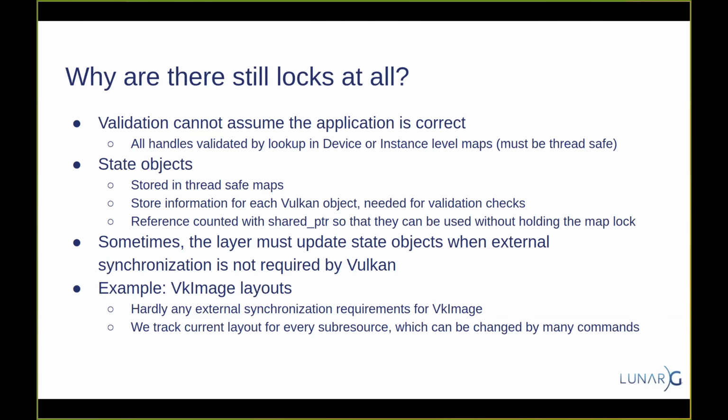And then additionally, sometimes we update these state objects when there's not an external synchronization requirement in Vulkan. Probably the best example of this is VkImage layouts. The only places you have to have synchronization for them is when you're binding memory or destroying them, and maybe a few other calls. But these objects get used all over the place, and we have to do some very complex layout tracking for every subresource. And so we need to have a lock on that so that the data structure doesn't get corrupted while validation is running.